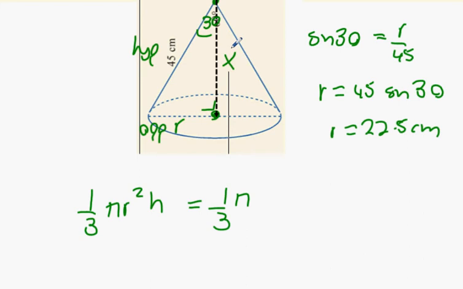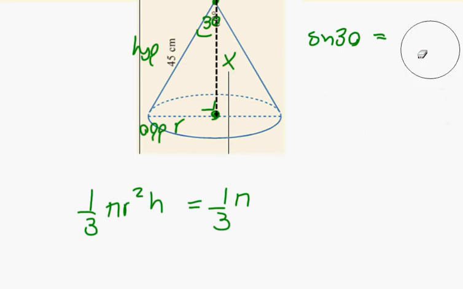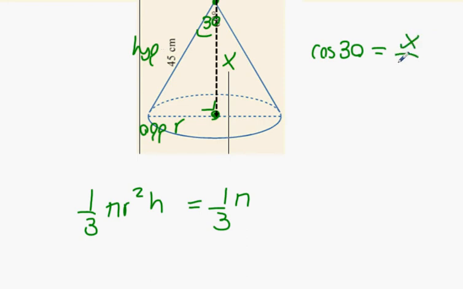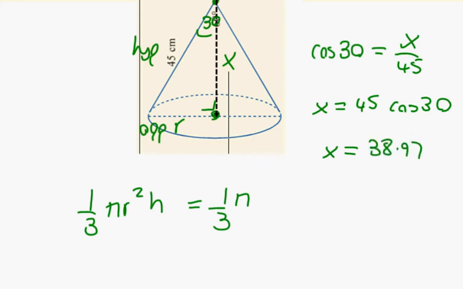You could call this x, which is the adjacent. So instead of looking for the opposite, you're now going to use cos 30. And what are you going to use cos 30 for? Adjacent divided by hypotenuse, which is x over 45. And then x equals 45 cos 30, which is? Oh no, 39. What you get? 38.97. 38.97, okay?